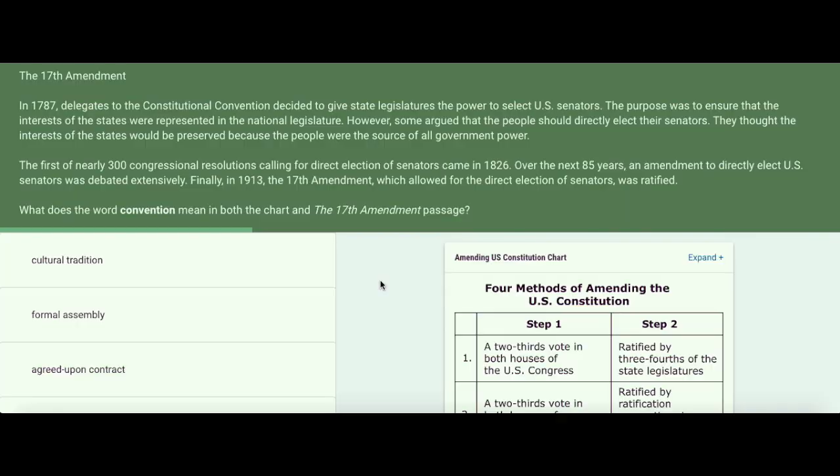To beat questions that are asking you about the meaning of a word, use what I call the substitution method. The way it works is that you first find the word in the passage that they're asking you about. Then take each answer choice and substitute that answer choice in for that word and see if it would make sense that way. So let's find the word convention in the passage. So we see it right here. In 1787, delegates to the Constitutional Convention decided to give, blah blah blah.